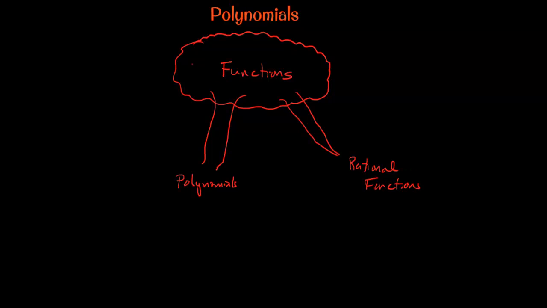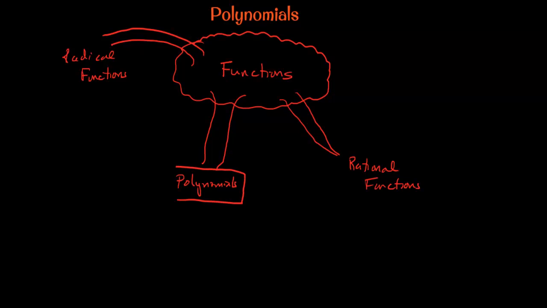If we were to pull out a small piece of our functions over here, we could call these radical functions. There are many different types of functions, but specifically in this video we're going to talk about polynomials. Poly means many, nomials means numbers or many terms. So this is something that could have many terms, but don't let the prefix poly mislead you. It doesn't necessarily have to have many terms.